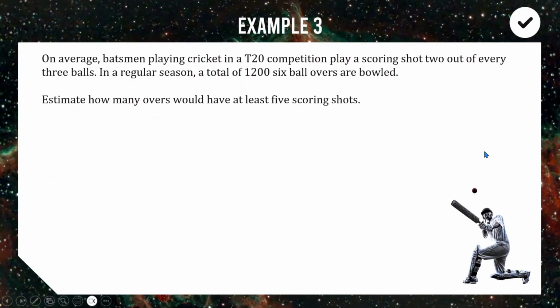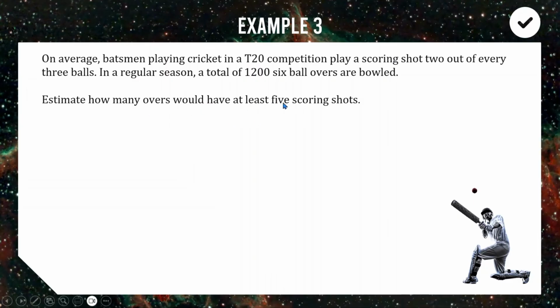Okay, up next is example 3. On average, batsmen playing in a T20 competition play a scoring shot 2 out of every 3 balls. In a regular season, a total of 1,200 6-ball overs are bowled. Estimate how many overs would have at least 5 scoring shots. I hate cricket. All right, so let's figure this out. We need to find the probability that in an over, which is 6 balls being bowled, whatever, sports, estimate how many would have at least 5 scoring shots.